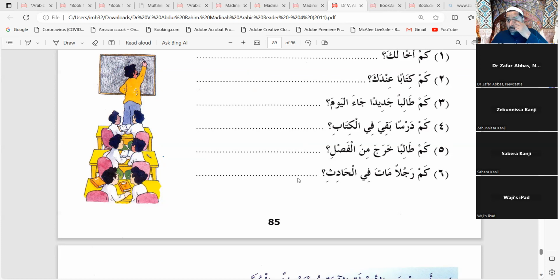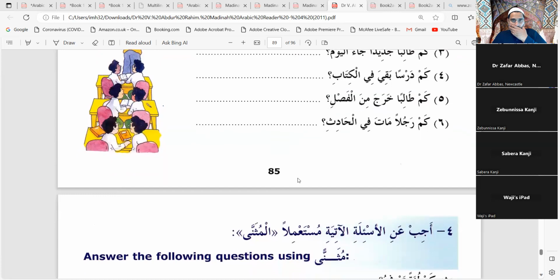So bakiya fil kitab darasani. Bakiya darsani fil kitab. Okay, that's perfect. Correct. Kam taliban kharaja min al fasli? How many students left from the classroom? So kharaja talibani. Excellent.